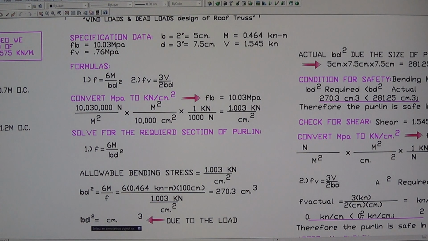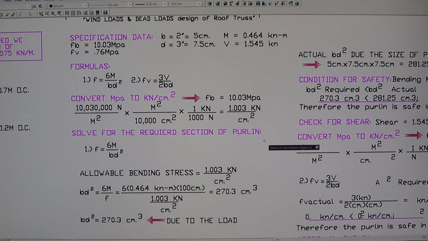The bd square required here is 270.3 centimeter cube. This is due to the load. Because of the moment there, this is what we get.